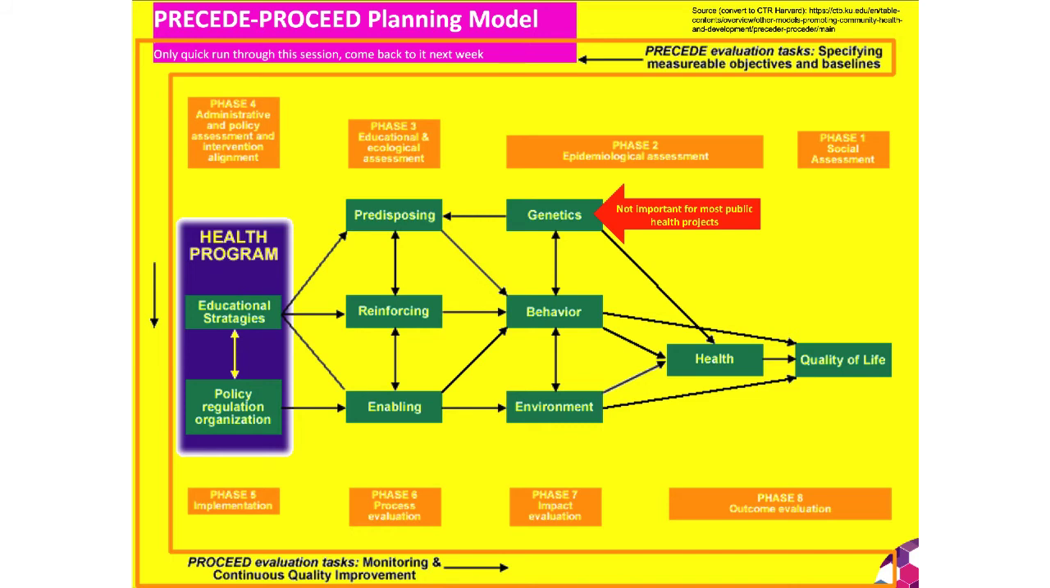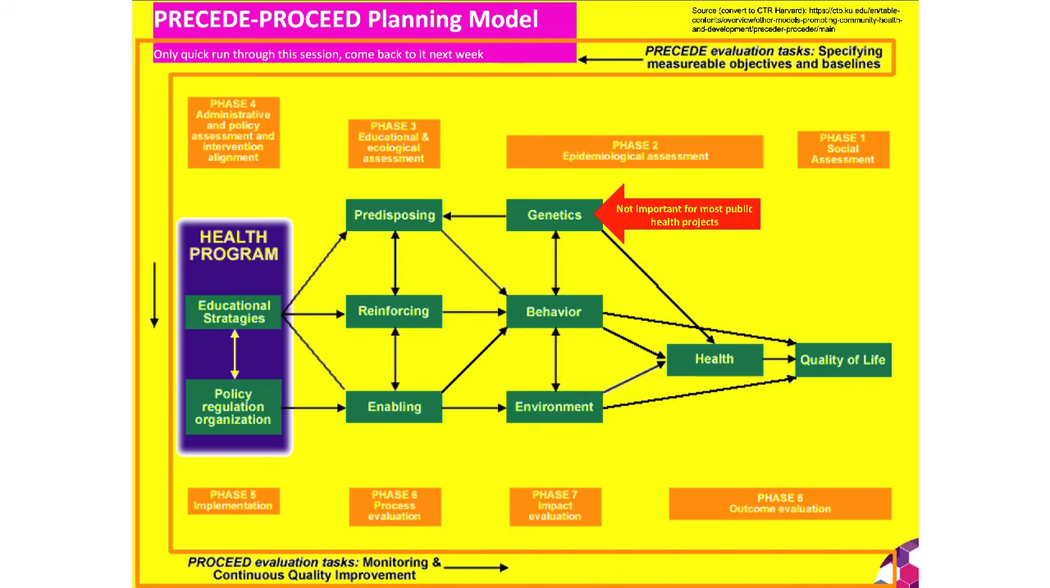And then the 4th phase is administrative and policy assessment, because what we want to do is align our intervention to existing policies, regulations and organisational aims and objectives. And we also want to look at the educational strategies that we may have in our health programme or health project, and through these 2 things, we can ensure that the health project, the health programme, is more likely to be effective and more likely to be successful in delivering the aim and objectives that we have set.